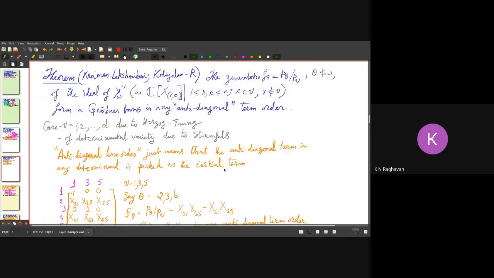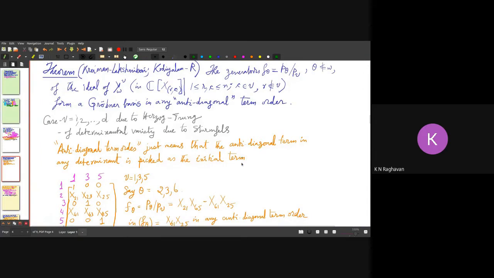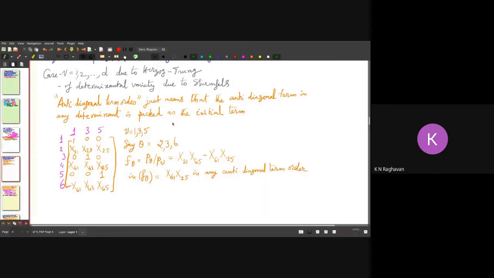Okay, so for example, I'm just giving you an example of this. V is equal to 135 and say theta is equal to 236, then F theta will be P theta by PV. And so it means I should take 236, those three rows, and take the determinant, I get this. And so X21, X65 is the diagonal term, X61, X25 is the anti-diagonal term, and that will be the initial term. So you can choose any term order, and there are many of them, I can assure you.